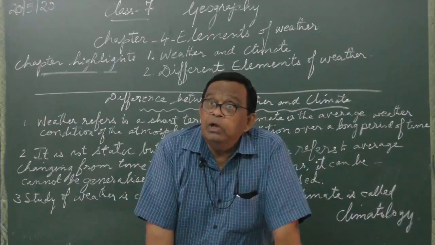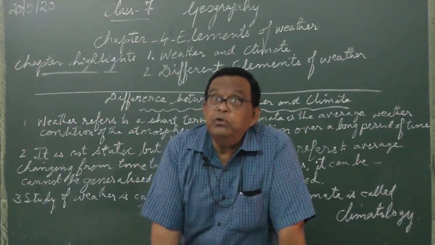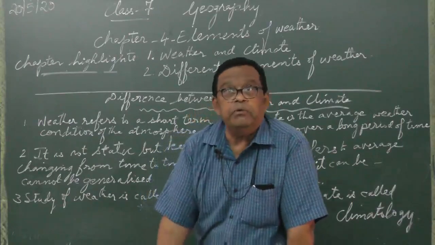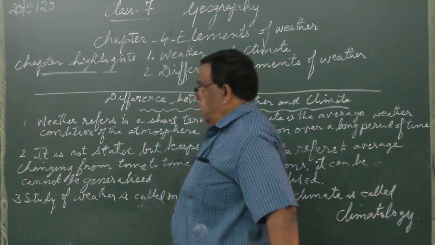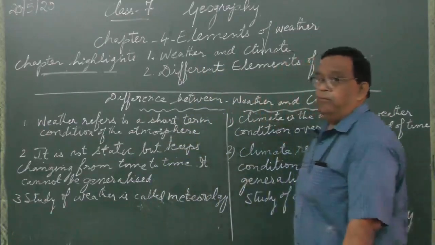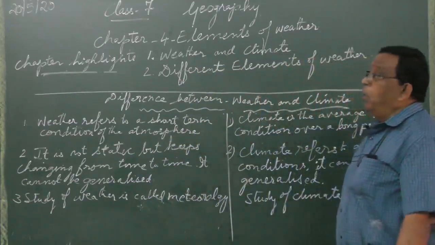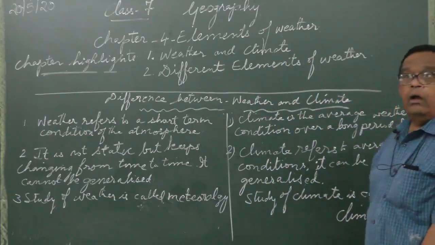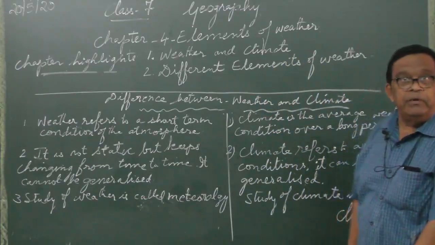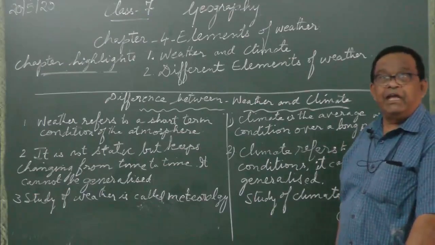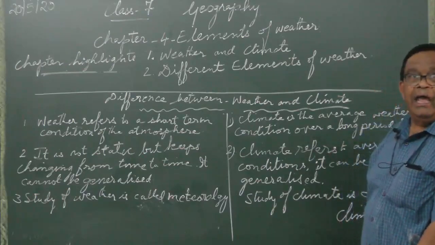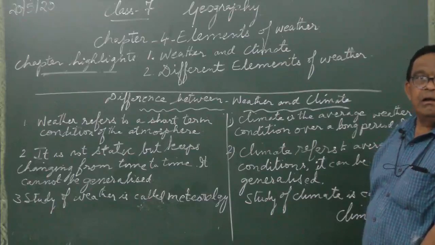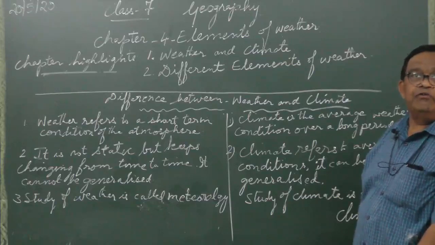So now, the questions that you would be asked related to this chapter, atmosphere, number one, what is atmosphere? And you will say it is a thick blanket of air surrounding the earth, protecting it from the strong ultraviolet rays of the sun.